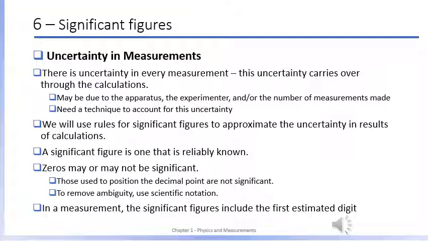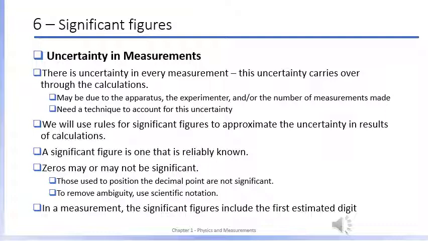So whenever you are doing an experiment, you will obtain some errors. These errors may be due to the apparatus, the experimenter, and/or the number of measurements made. So we need a technique to account for this uncertainty, and to estimate how this uncertainty is transformed in our calculation. We will use rules for significant figures to approximate the uncertainty in the results of calculation.